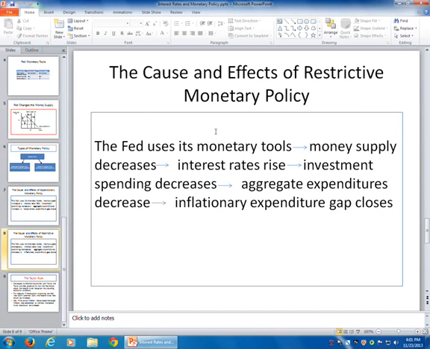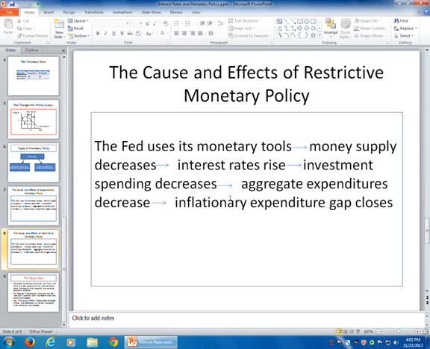So for example, in the case of expansionary monetary policy, the Fed buys securities. In the case of restrictive monetary policy, the Fed would sell securities. And by selling securities, the money supply would shrink. As there's less money available, the price of money, interest rates, start to rise. As interest rates rise, investment spending cools off.